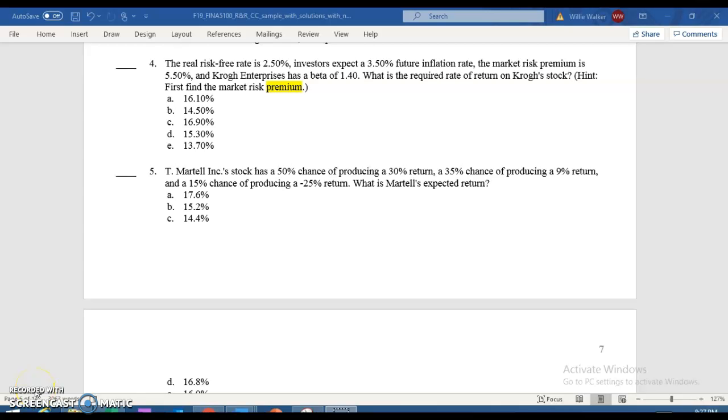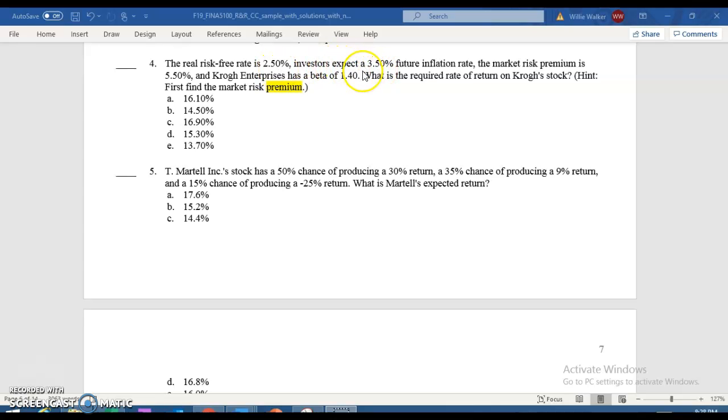Okay, so question 4 says, well, let's just get to the bottom and see what they're asking for. What is the required rate of return? So we know we're going to use the required rate of return formula. So we're given the risk-free rate, 2.5.